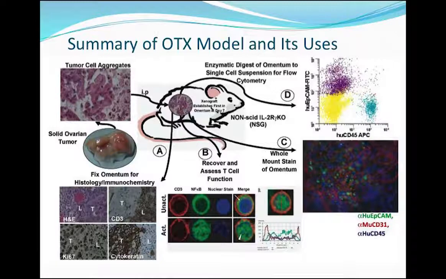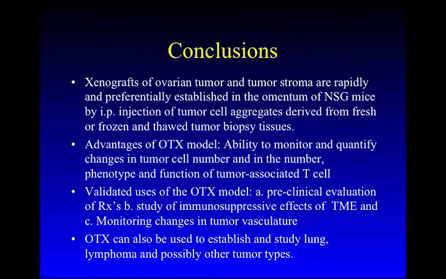I just want to end with a summary of the OTX model and its uses. As I said, we take the tumor, we make the single cell suspensions that is implanted in here. We can look, and I've shown you the immunohistochemistry of this is established very quickly, and it's also durable. We can get it 19, 20 weeks out. We can also recover and assess the function of the T cells. We have the whole mount evaluations of what's going on in terms of the tumor, the vessels, and the leukocytes. And we can also enzymatically digest and quantify at the single cell level the tumor as well as the lymphocytes here. I'll end with these conclusions at this point.